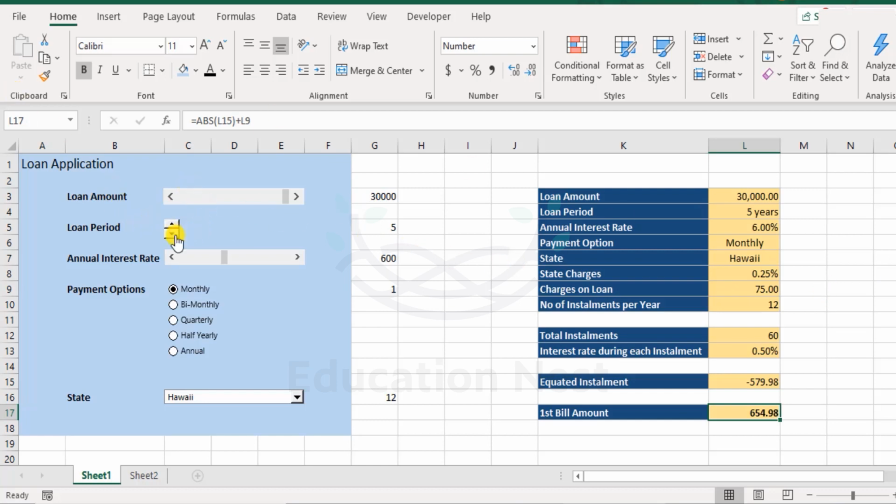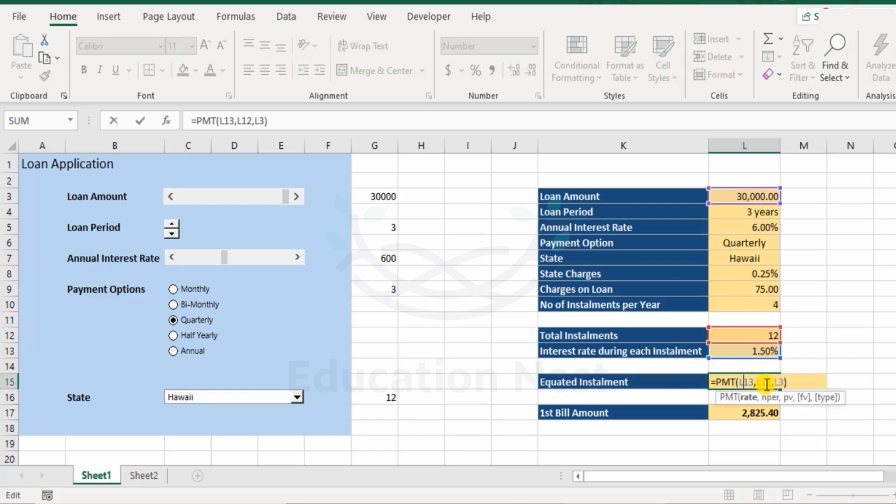Well, in case you want to test it, let's try this out. Loan period, let's say it's not for 5 years, but just for 3 years. And I will be paying on a quarterly basis. So that's 4 installments every year for 3 years. That means a total of 12 installments. And for each installment, the interest rate would be 1.5.